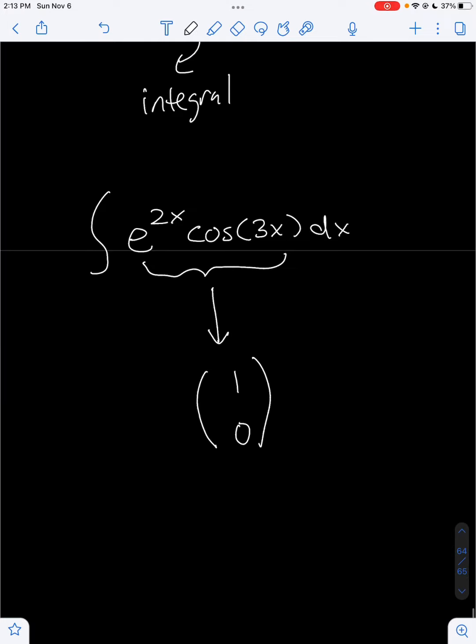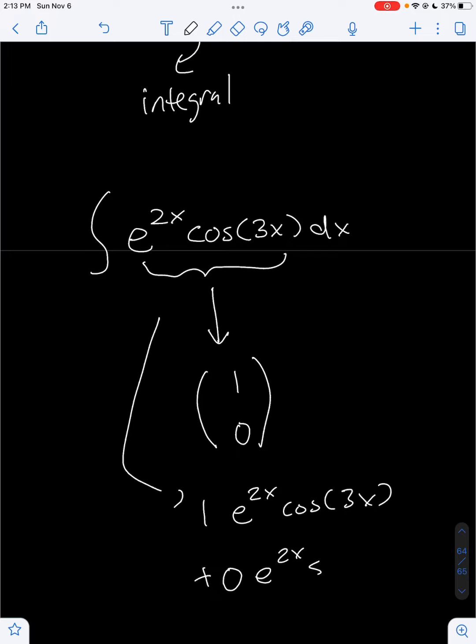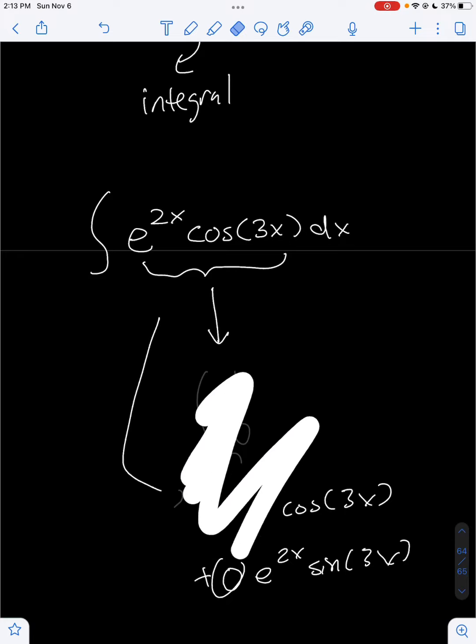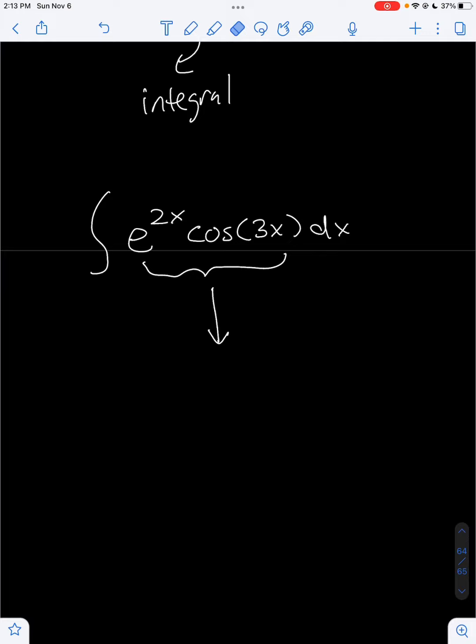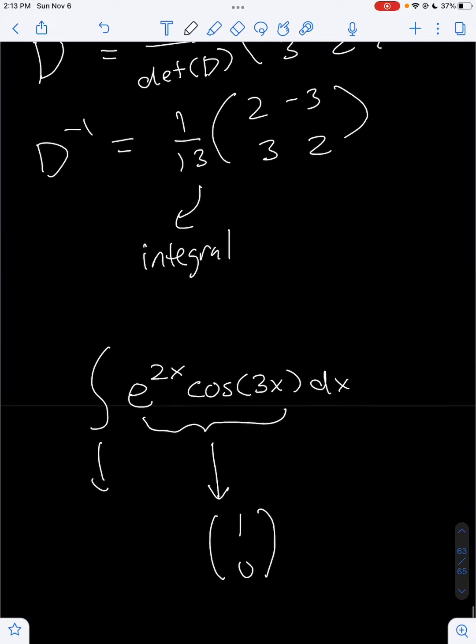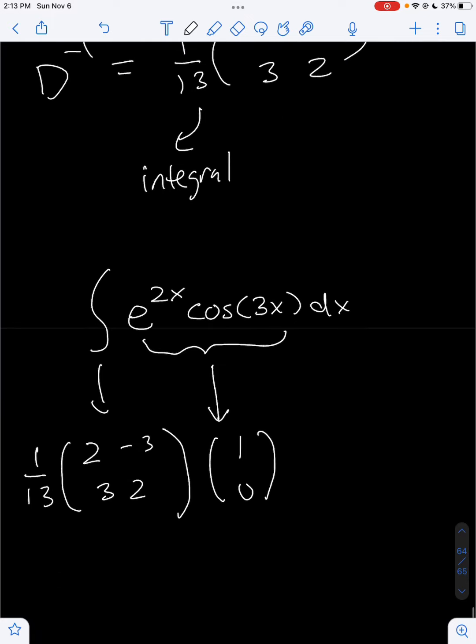Because this is just 1 times e to the 2x cosine of 3x plus 0 e to 2x sine of 3x. And you just put these entries in the column vector, right? So since that's 1, 0, and we know that our integral is 1 over 13 times [2, -3; 3, 2], our answer to this integral just reduces down to multiplying a bunch of matrices together, and that's it.